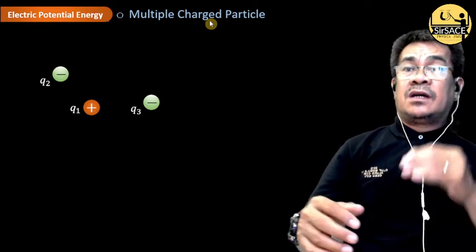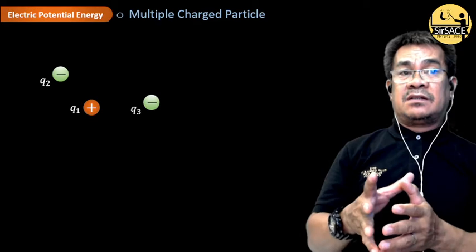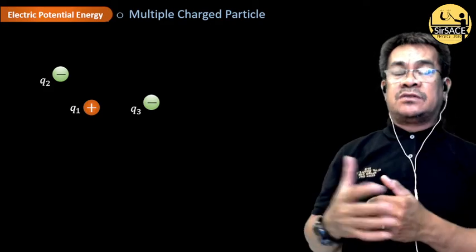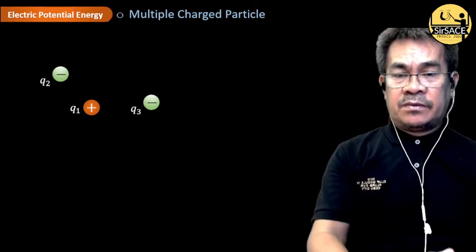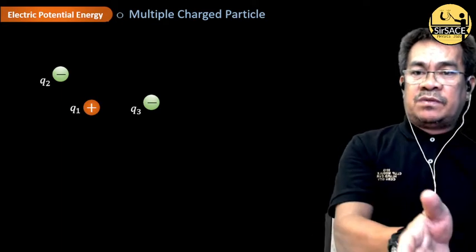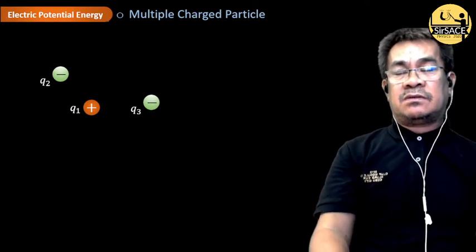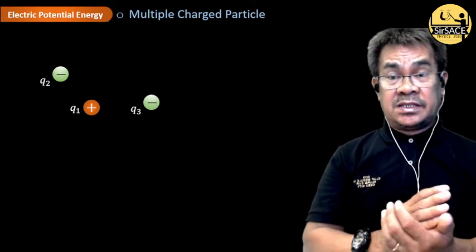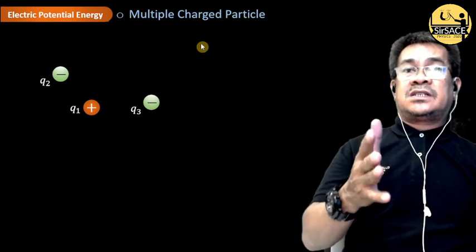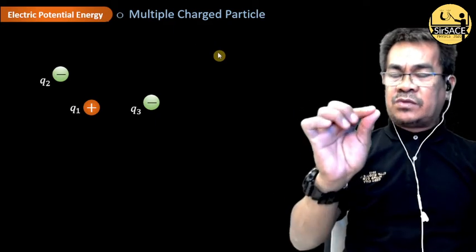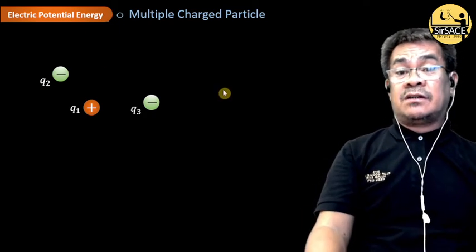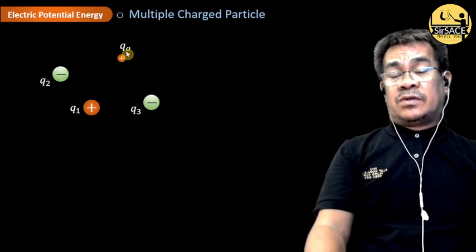If you notice, in our force and electric field, if there are 2 or more, we call that superposition. We use superposition because at a certain point, there are superpositions of the vectors at that point. So we need to use the vector sum. But in this case, because energy is a scalar, it doesn't matter the direction. So what will happen if you are asked to calculate the electric potential energy for this multiple charged particle?